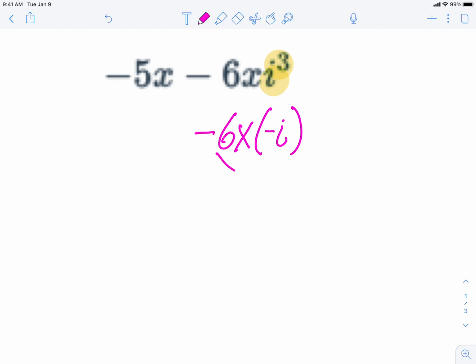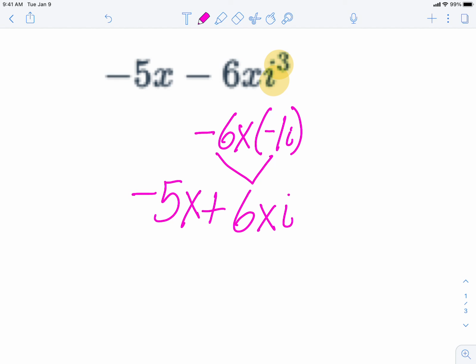So, negative 6 times negative i, right? Technically, there's an invisible 1 there, so let me write it as a 1i. Negative 6 times negative 1 is a positive 6xi. I cannot multiply letters with letters. All you do is write them next to each other. So this is a positive 6xi. So my negative 5x just comes down just like this, right?